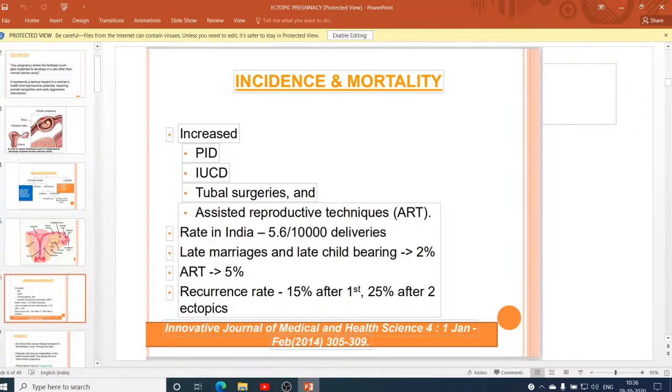Now incidence and mortality. It is increased and most common in PID patients, that is pelvic inflammatory disease. Then IUCD, then tubal surgeries, followed by assisted reproductive technique. The rate in India is 5.6 per 10,000 deliveries. It is common in late marriages and late childbearing, greater than 2%. With ART, assisted reproductive technique, it is greater than 5%. The recurrence rate is 15% after the first ectopic pregnancy, and 25% after two ectopic pregnancies.